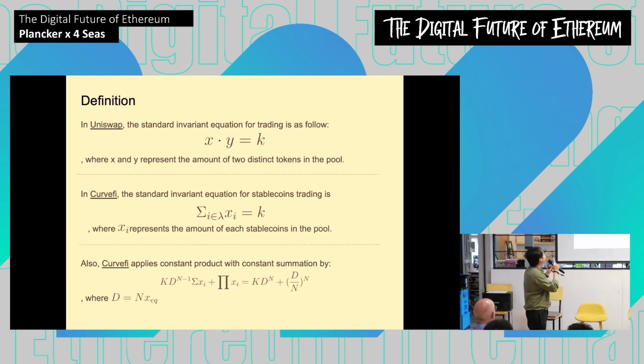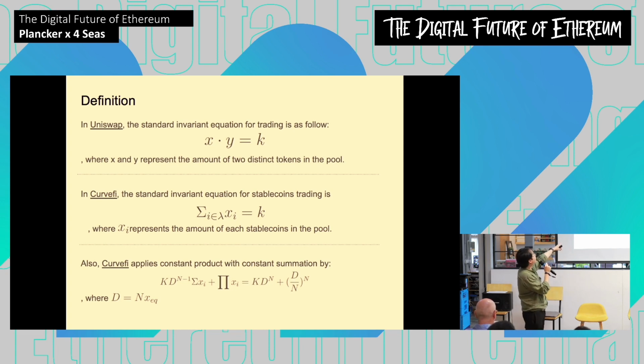So basically, if I have, let's say, one Ethereum and I want to get USDT, I just put it into this equation. For example, say X is the amount of Ethereum in the liquidity pool and Y is the amount of USDT in the liquidity pool. So basically, before and after swapping, K must be constant.